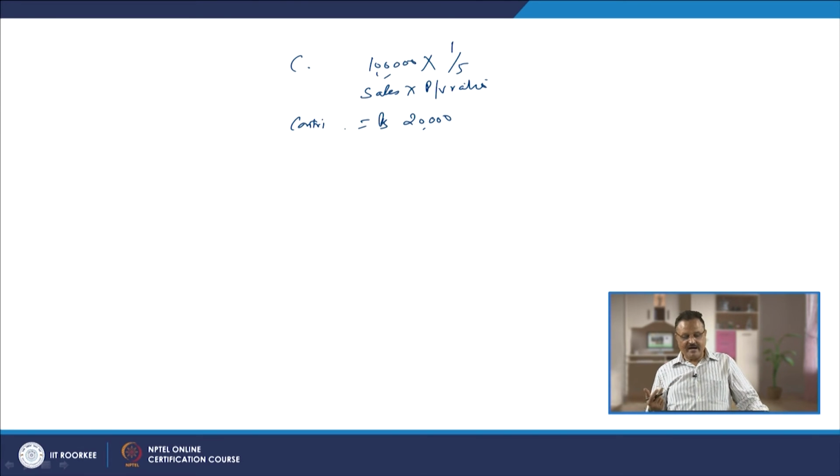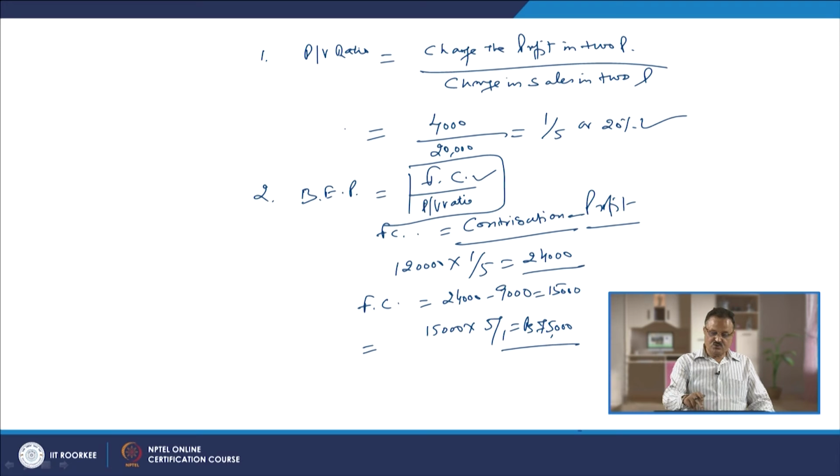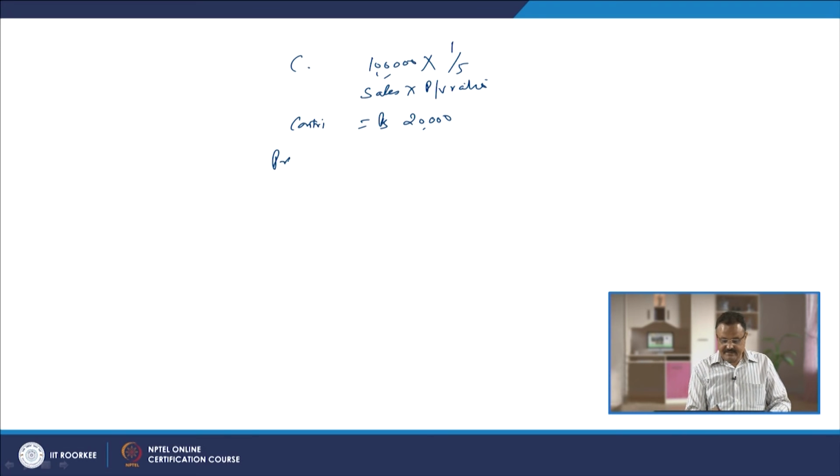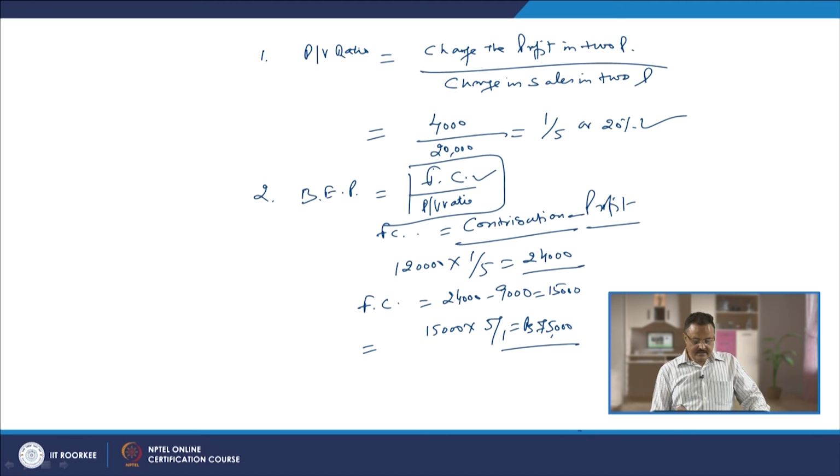To find out the profit, first you have to find out the contribution from the desired amount of sales, which is 1 lakh rupees. Multiplying it by the PV ratio, we found that the contribution is 20,000. Profit is contribution minus fixed cost. The contribution here is 20,000, and the fixed cost which we have already calculated is 15,000, right.